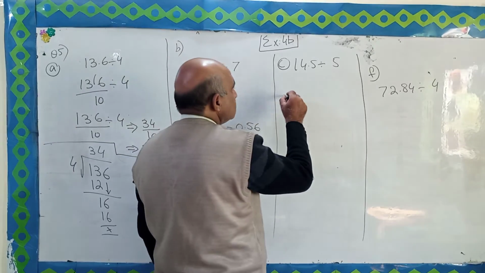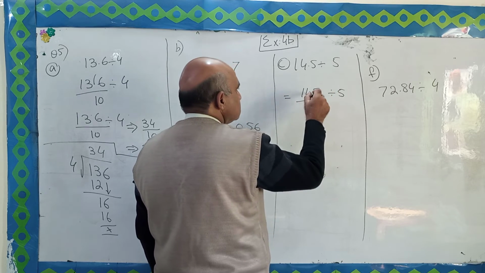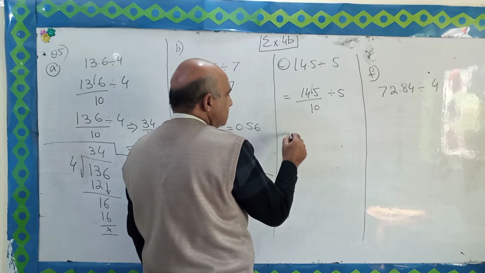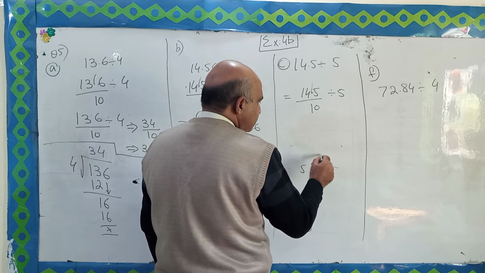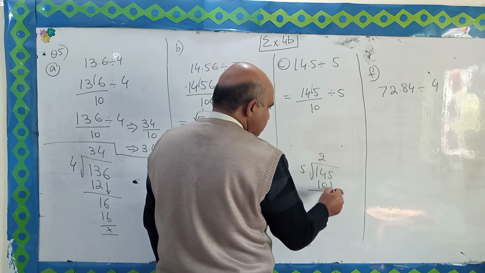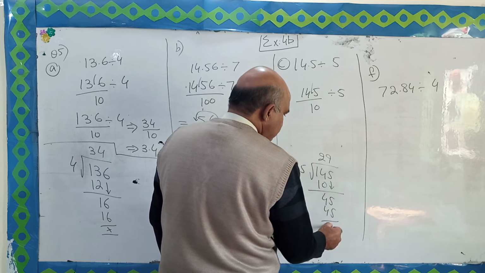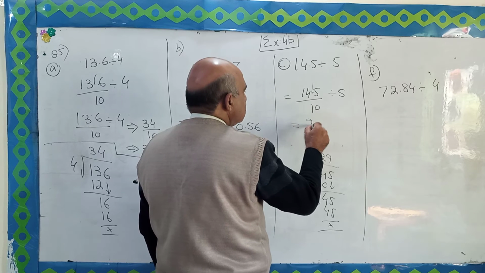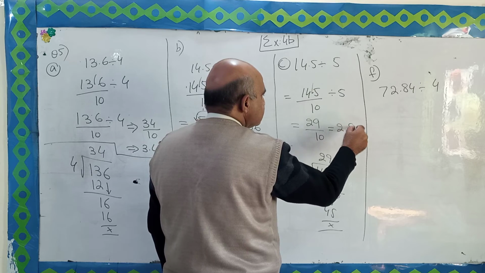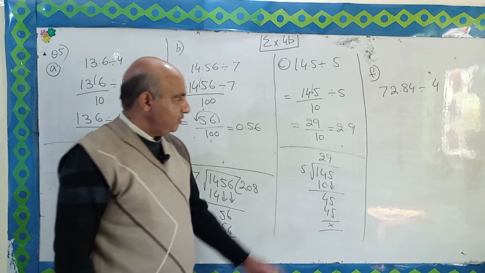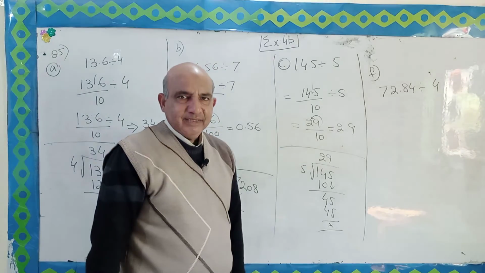And next question, 14.5 divided by 5. So here, first we remove this decimal point, we have a 10. So in the rough, what we'll do, we'll divide 145 by 5. 5 2s are 10, the remainder is 45, so 5 9s are 45. So this is 29 over 10. So 29 over 10, you can just write it as 2.9 because there is 1 zero, so we'll write the decimal point after one digit.